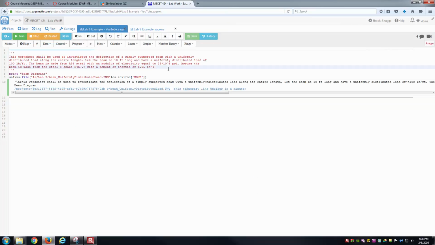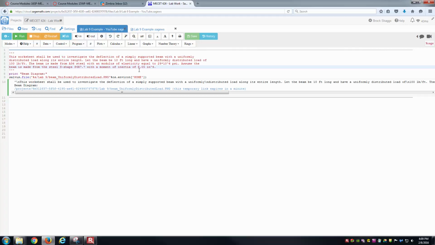And so just to give us some values here, let's say that the beam is 10 feet long between points A and B there. The lowercase w, the uniform distributed load, is 100 pounds per foot. Let's have it as A36 steel, so the modulus of elasticity, or Young's modulus, is 29 times 10 to the 6 psi. And let's say the beam's cross-section is a standard steel section, S4 by 7.7, which has a moment of inertia of 6.05 inches to the fourth about its horizontal centroidal axis there.